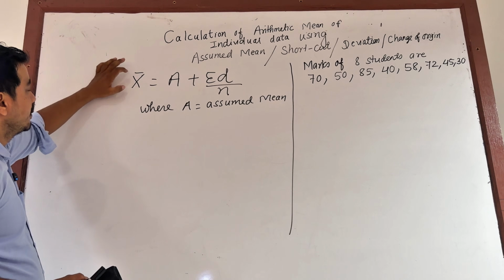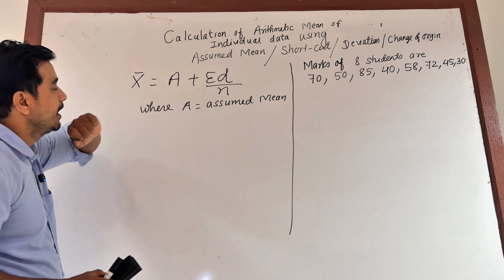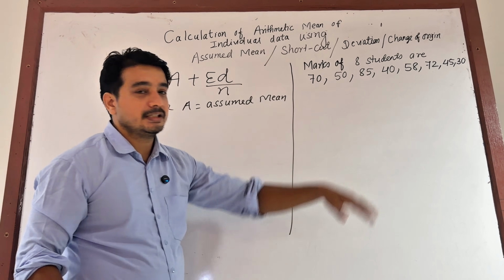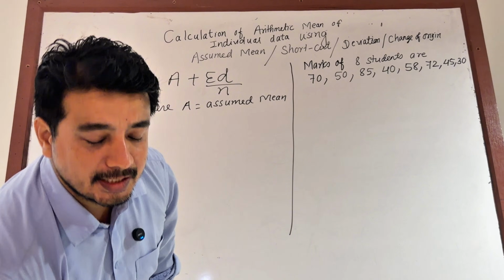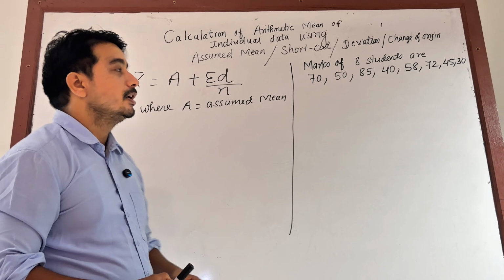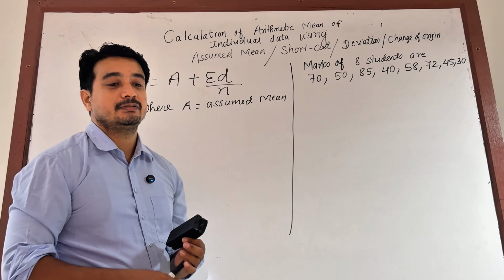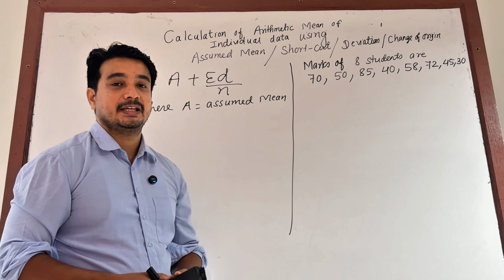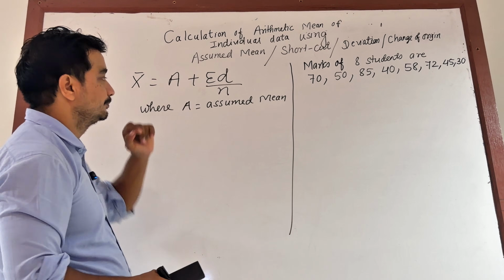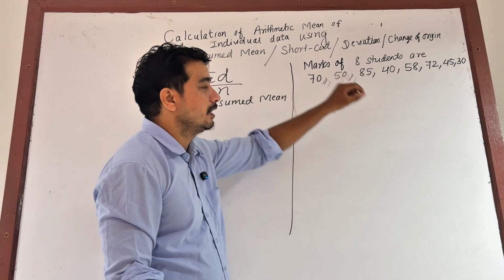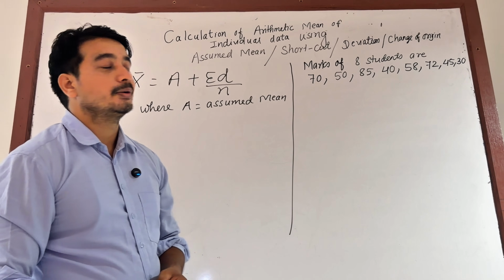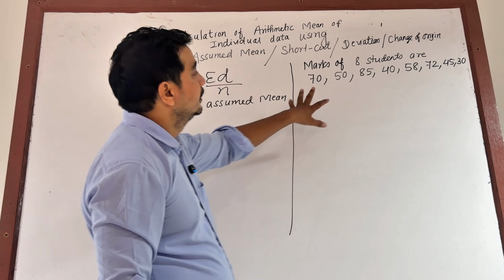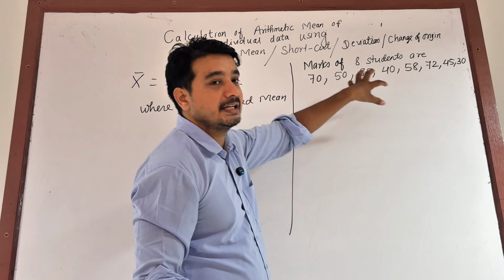Let's talk about the formula: x bar is equal to a plus summation d by n. The meaning of a is assumed mean. Out of this data set we have to assume one value as the assumed mean. There is no hard and fast rule that we have to take a particular value. We can take any data as the assumed mean, but the best way is to take the middle value of the lowest and highest data of the given data set.